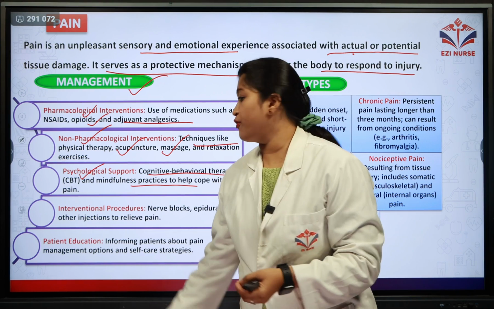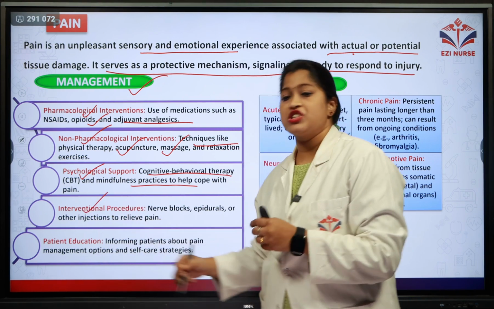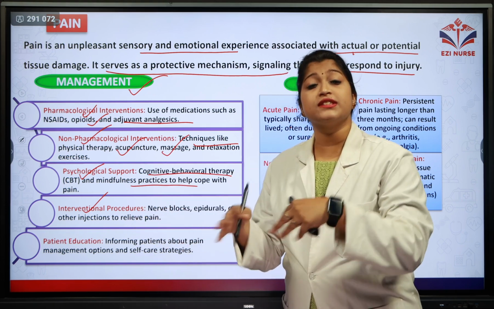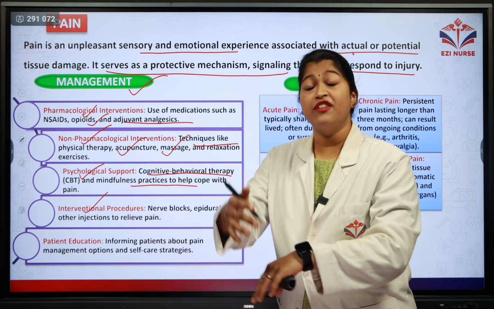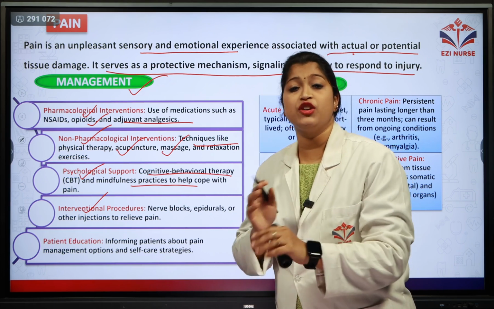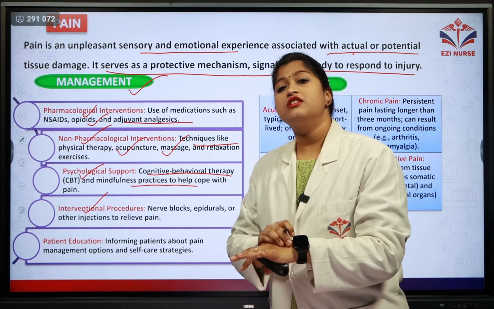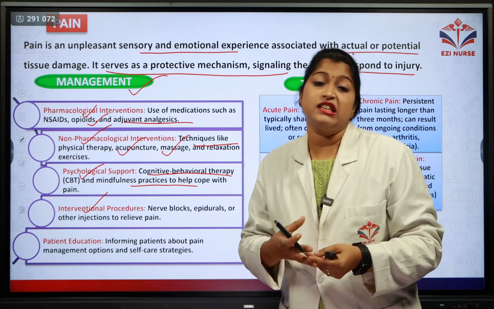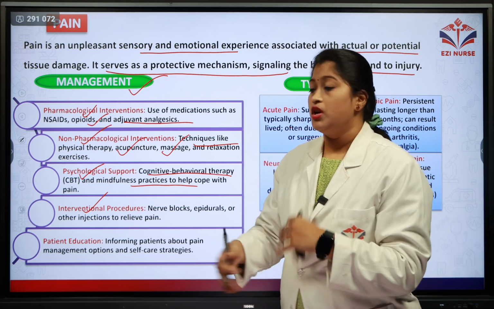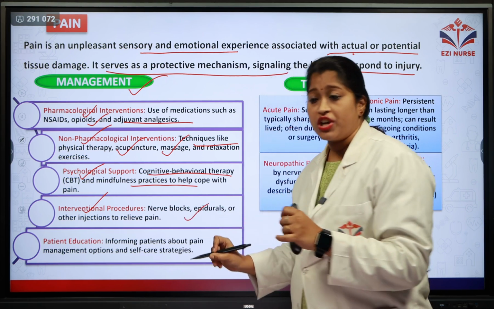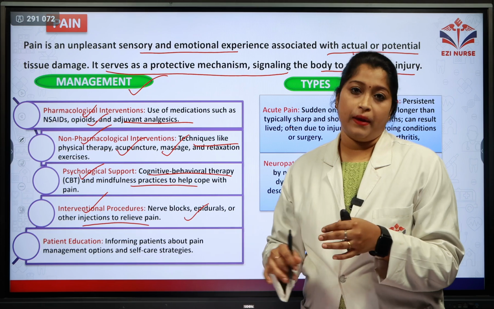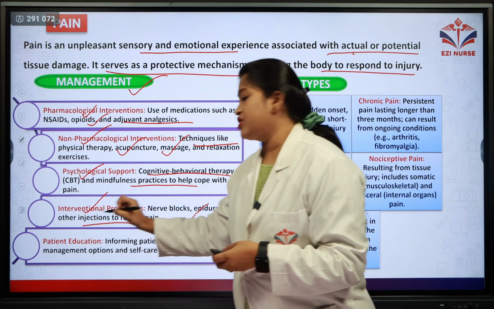Coming to the next step of management, interventional procedures. Here they are blocking the nerve which is causing the pain to that person, and in whichever area it is causing, they try to block the nerve. Once the nerve is blocked, the pain sensation is not sensed by that person. The pain is reduced. So nerve blocks, epidural injections and other injections are given to relieve the pain, and that's called interventional procedures.